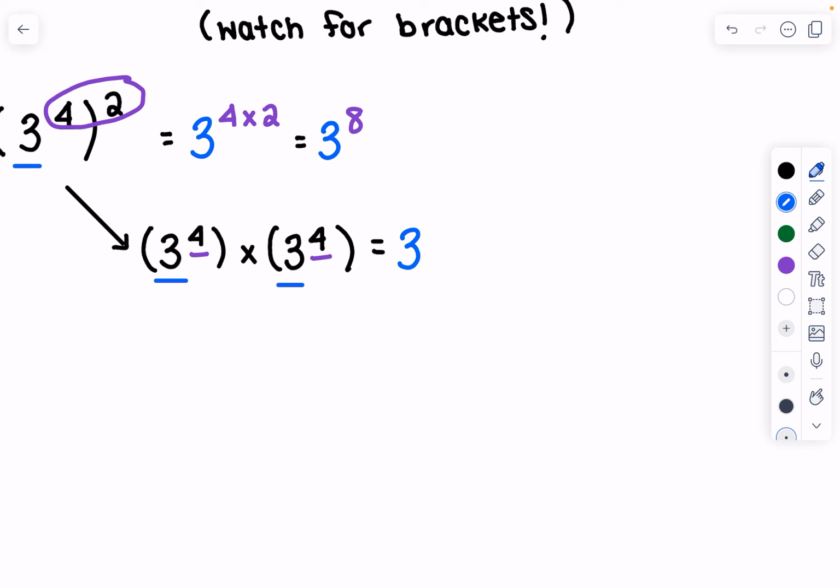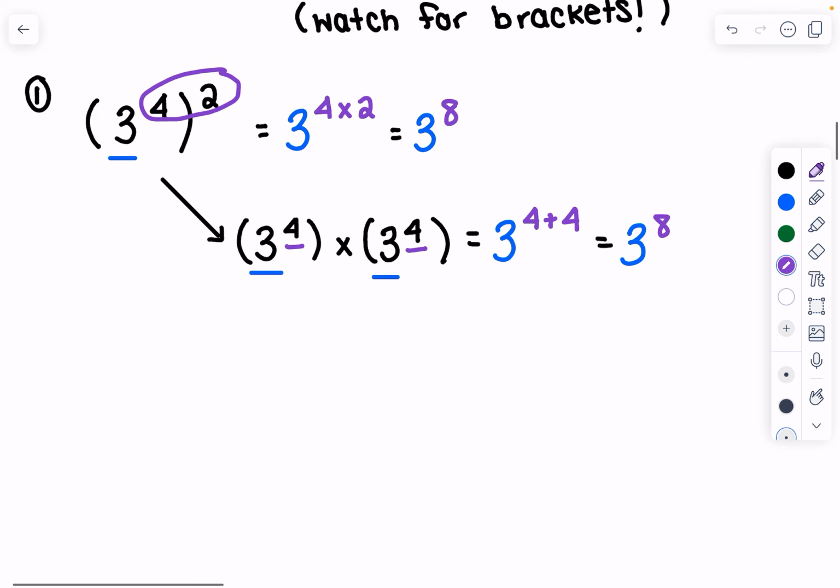We set our exponent into place. Again, just referencing the last video. We add our exponents. And right away we get our answer, 3 to the power of 8. Okay, exact same process. Sometimes there's different ways that you can do it. But again, I'm just using this way because it's what we already know.